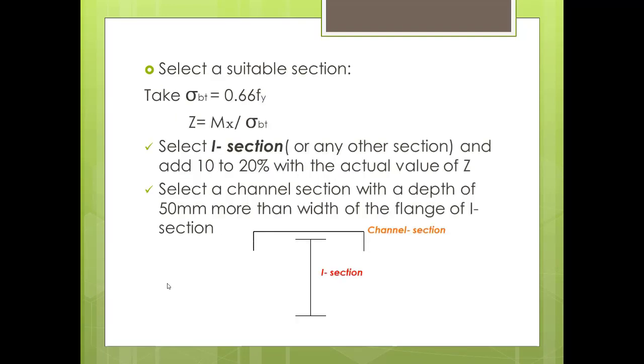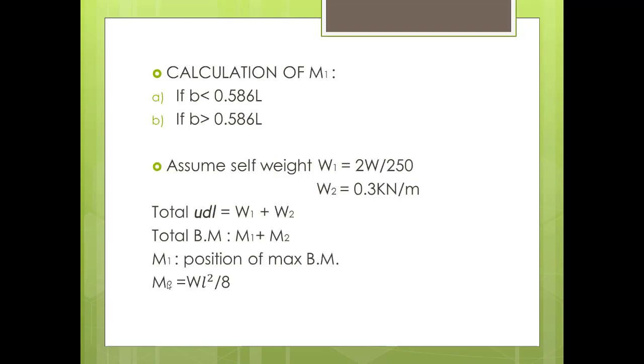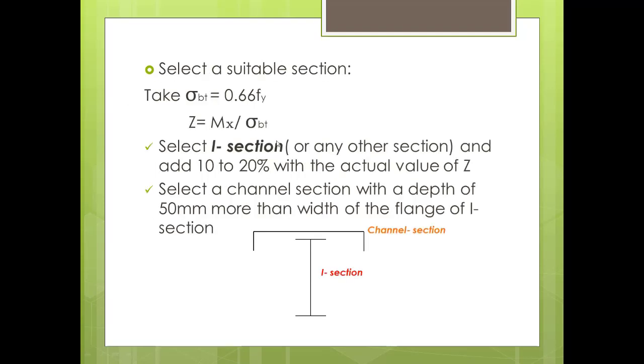Next step, that is step 3. I didn't mention step 3 here, this is step 3. In step 3, we have to choose a suitable section. Now for choosing the suitable section, we have to take sigma bt equal to 0.66 fy and z equal to Mx by sigma bt. So this is the formula.